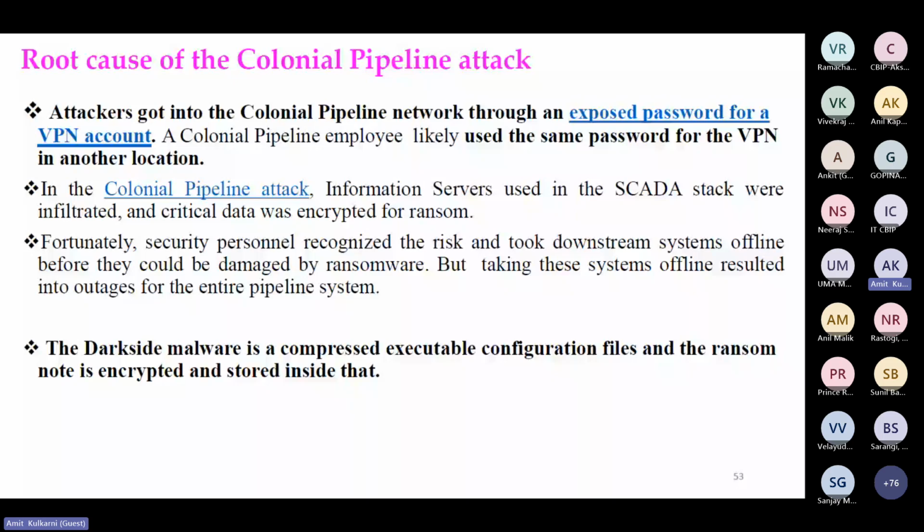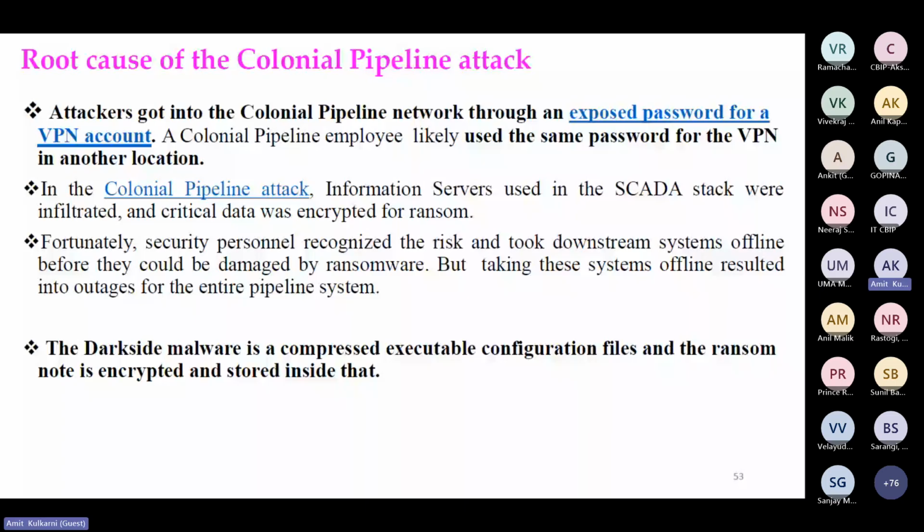So what was the root cause? The root cause was an exposed password for a VPN account. One of the employees of Colonial Pipeline used the same password in another network, and this was the point where an attacker entered. It impacted the system with malware, a compressed executable configuration file, which was sent with an encrypted ransom note.